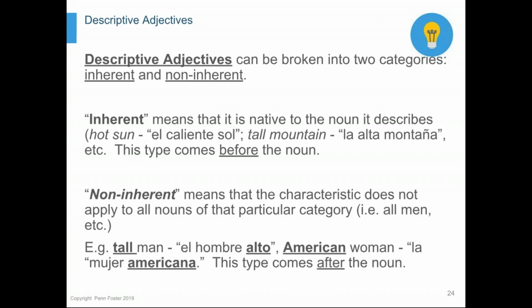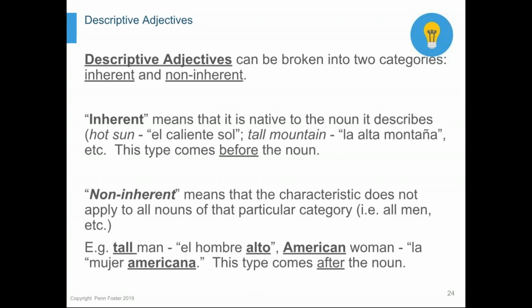So in that case, the very uncommon, or the less common of the two, the adjective comes before the noun. And you can see it in those examples. El caliente sol, caliente being the adjective, sol the noun. Alta the adjective, montaña the noun. Doesn't happen quite often, but in this context, in an inherent case, this is the placement rule you must follow.